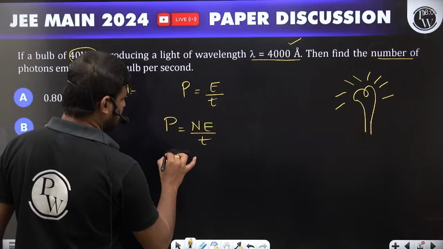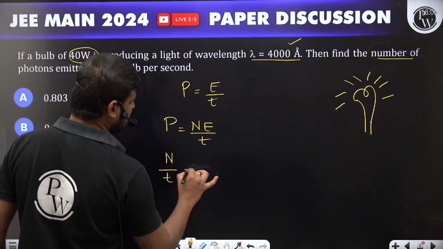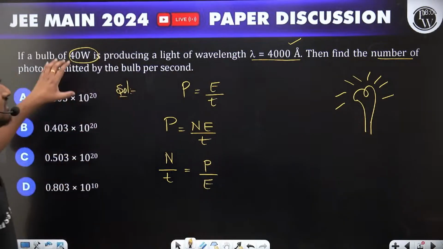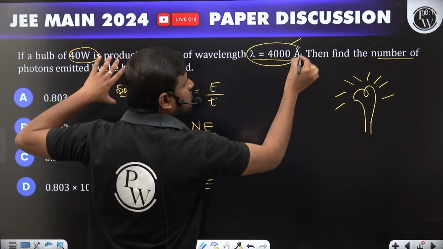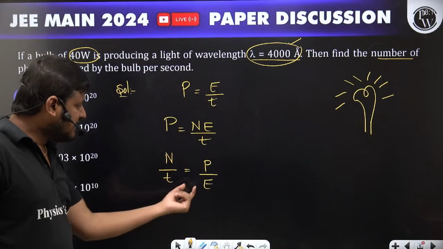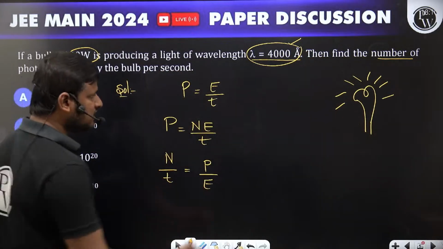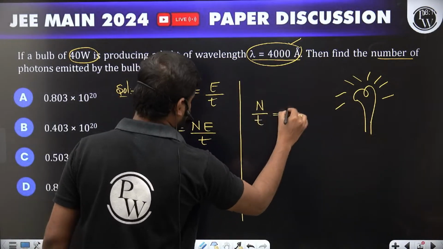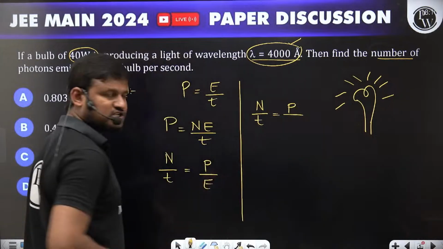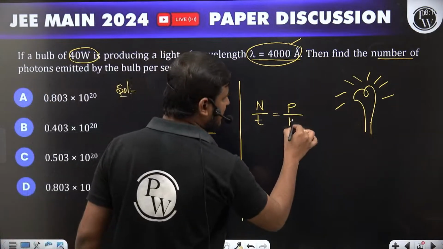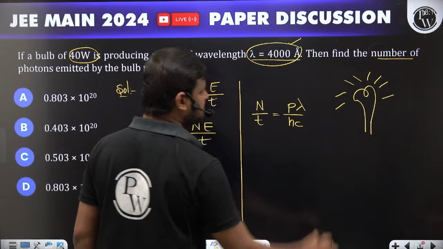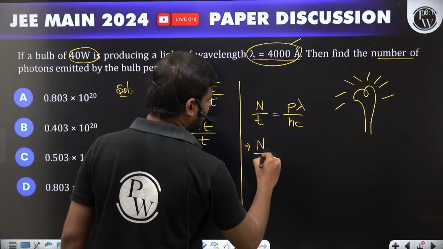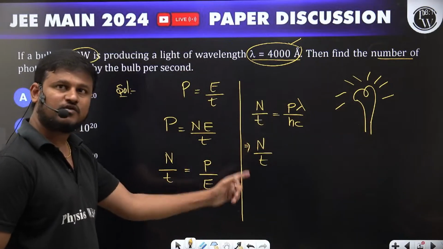So what is n by T? The n by T is equal to P by E. Right. But here they gave the wavelength. So can I write this energy in the form of wavelength? How do we write? The n by T is equal to P by, in place of E, I can write hc by lambda, hc by lambda, so I'm sending it upside. Then whatever value we get, that's the number of photons per second. n by T is the number of photons per second.